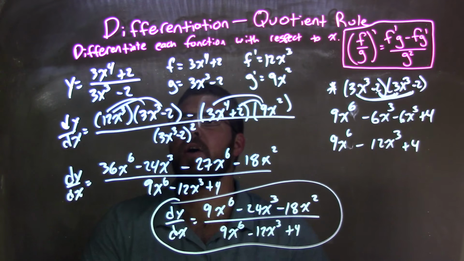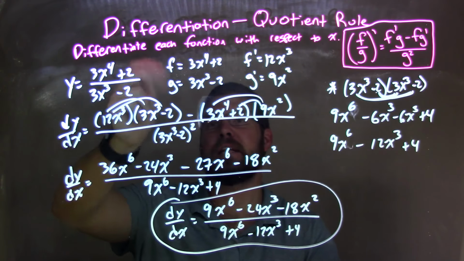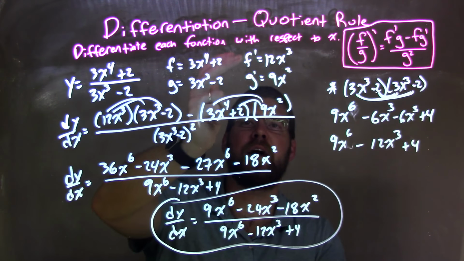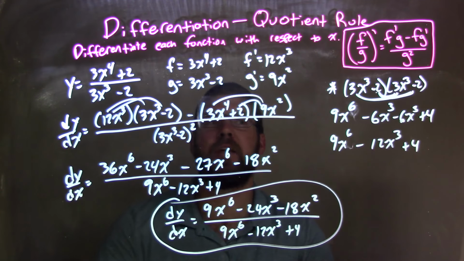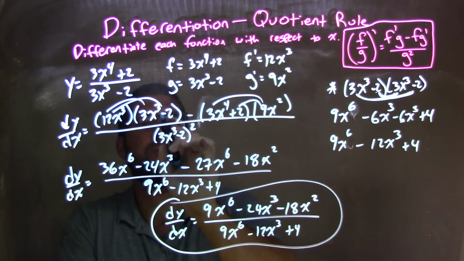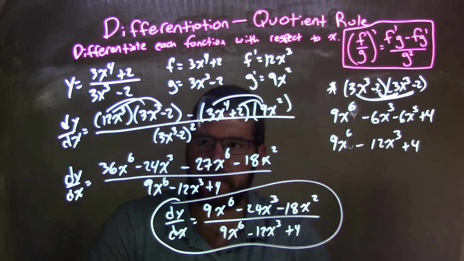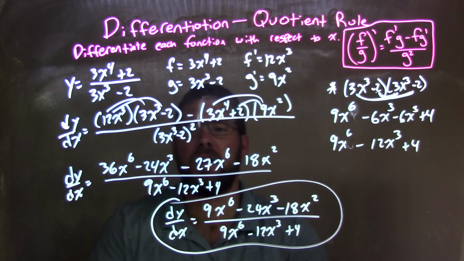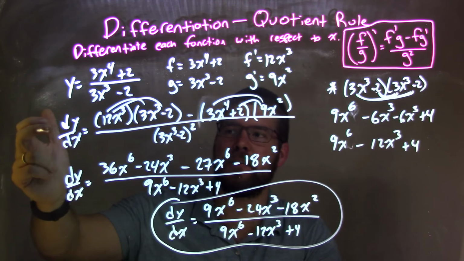So let's recap. We're given our function y equals 3x to the fourth plus 2, which I labeled to be f, over 3x to the third minus 2, which I labeled to be g. I then found f prime and g prime respectively. From there, I applied the quotient rule, which was f prime times g minus f times g prime all over g squared. I then simplified and showed some work on the side here for that denominator. And as part of my simplification, I got to my final answer. So at this point, I found the derivative.